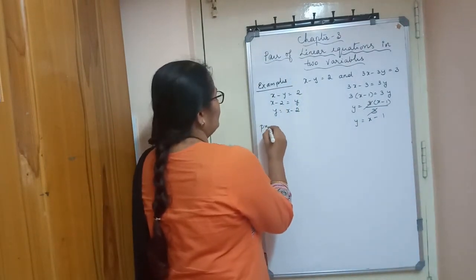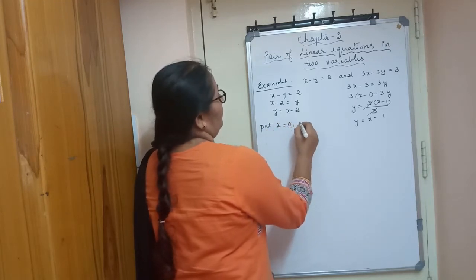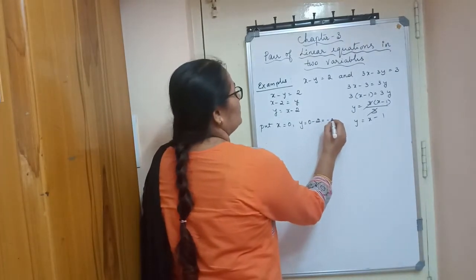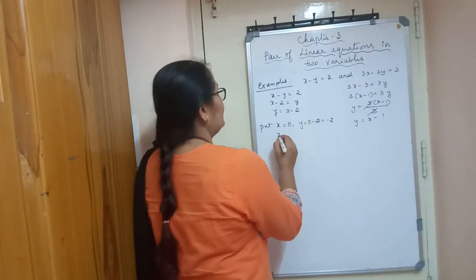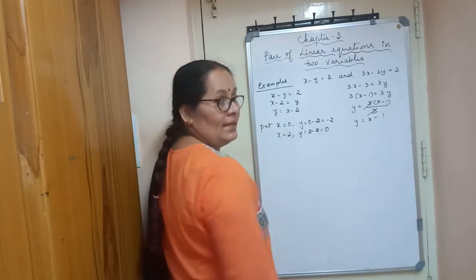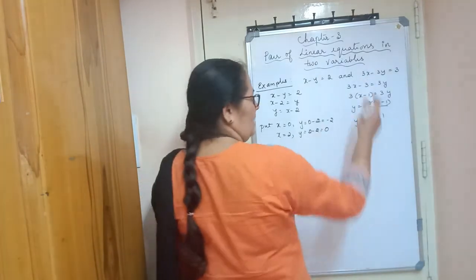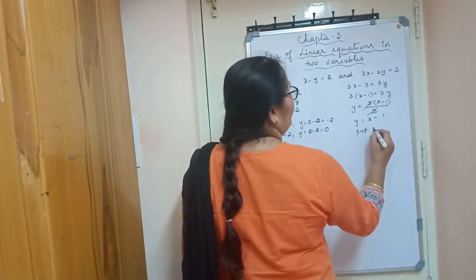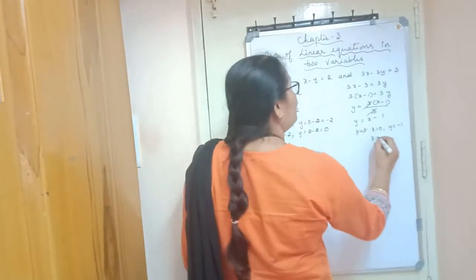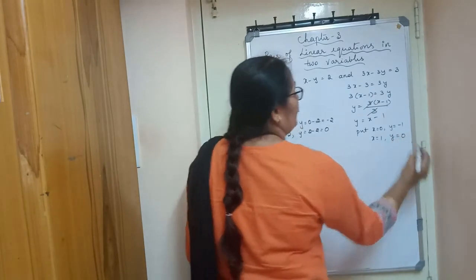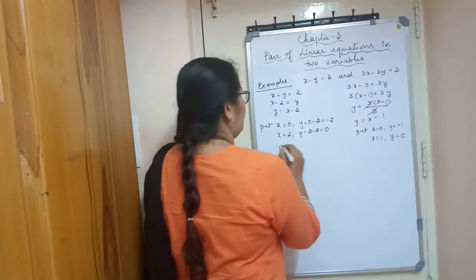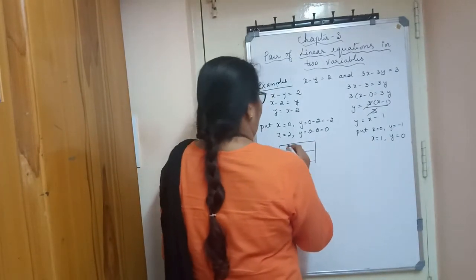Now put values. Put x equals 0, then y equals 0 minus 2, so y equals minus 2. Put x as 2, what will we get? y equals 2 minus 2, which is 0. Similarly here, put x as 0, then y is minus 1. When x is 1, then y is 0. Now we plot these points on a graph.